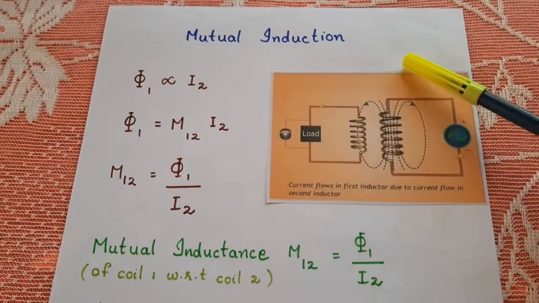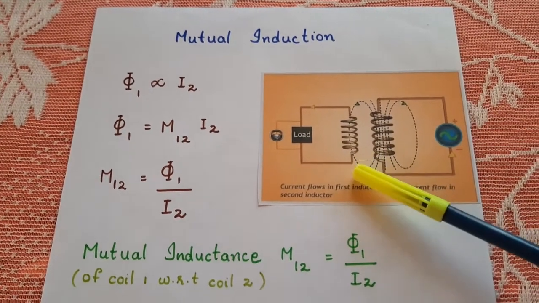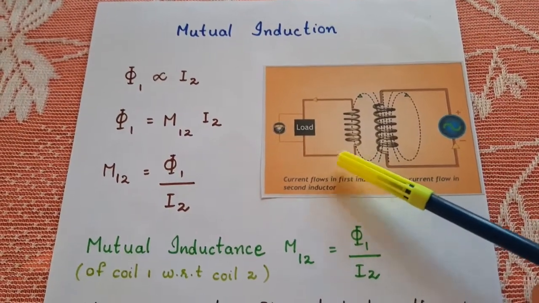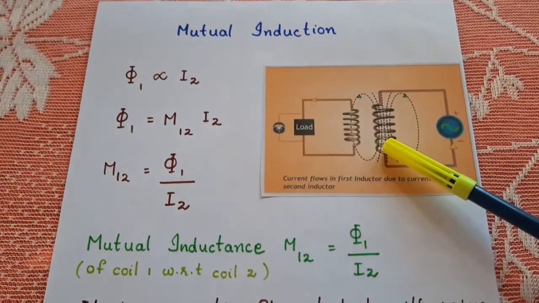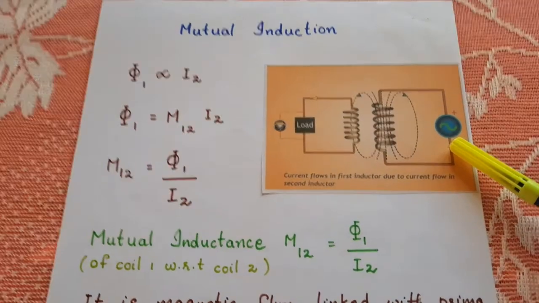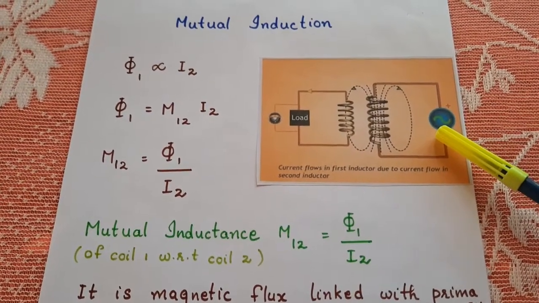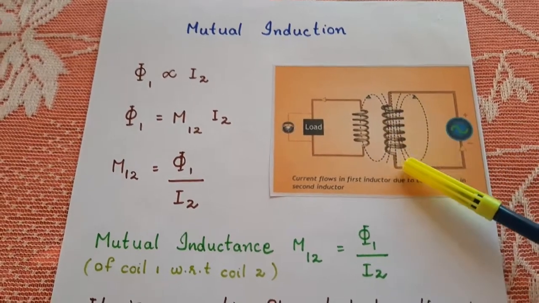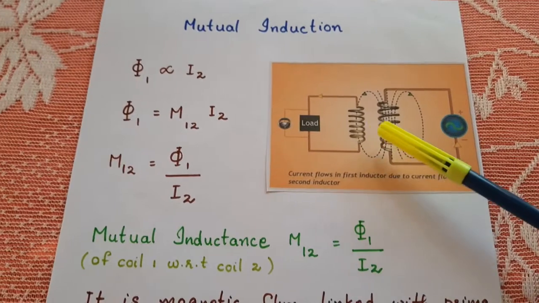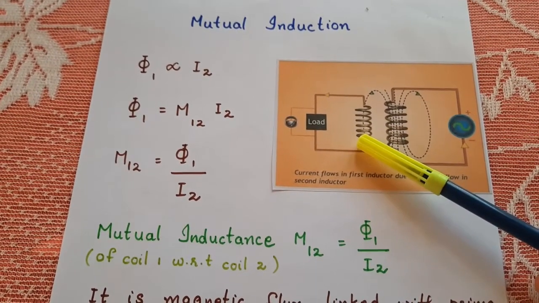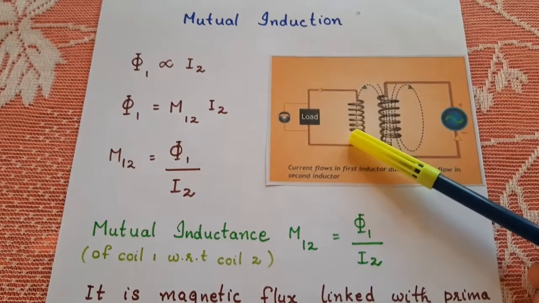In this class, let us learn mutual induction. Consider two coils. The first coil is connected to a load and a galvanometer. The second coil is connected to an AC source. Since it is an AC source, the current through the coil varies continuously. A varying current induces an EMF in the neighboring coil. This phenomenon is known as mutual induction.